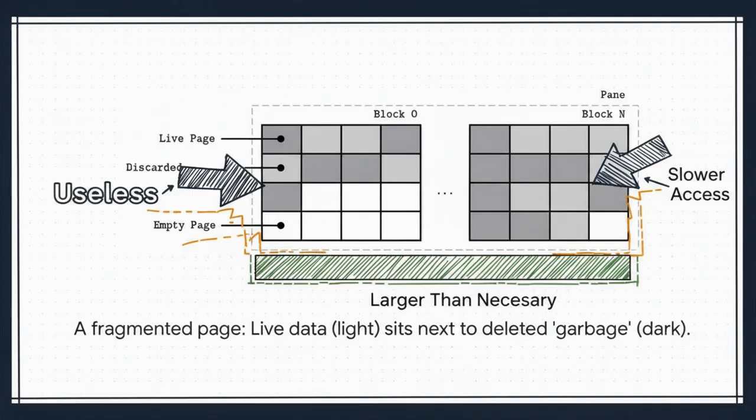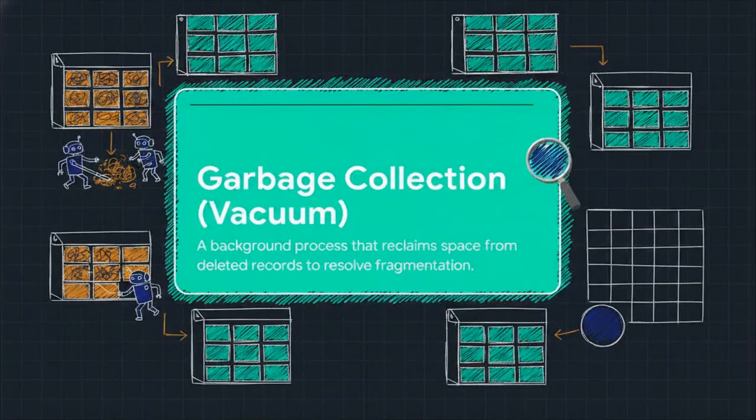And this image shows you exactly what that looks like. You've got your live, useful data sitting right next to what is essentially garbage, data that's been deleted but is still physically there. That is fragmentation, plain and simple. And it's bad news, because it means your database is way bigger than it needs to be, and it's slower too, because your disk has to read past all that useless junk to find the stuff you actually want.